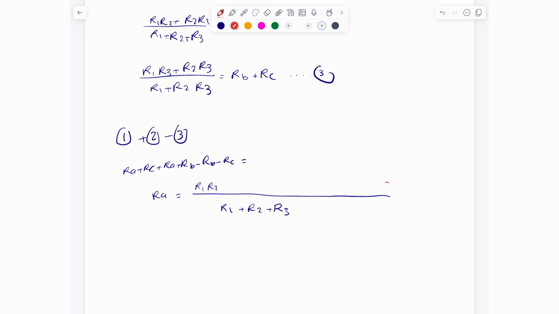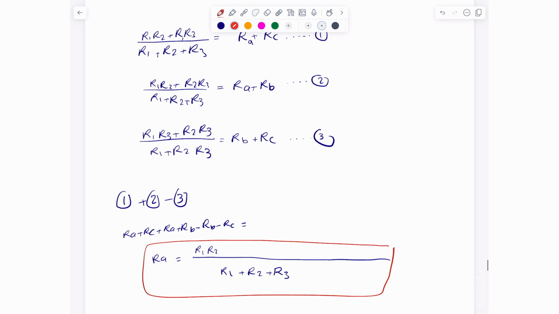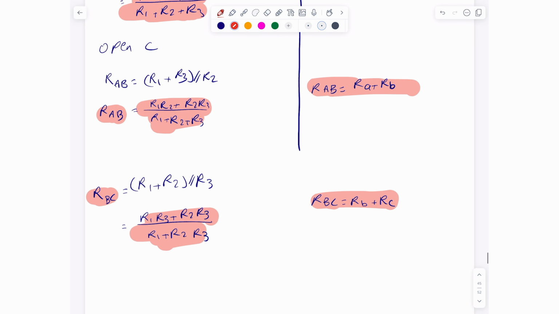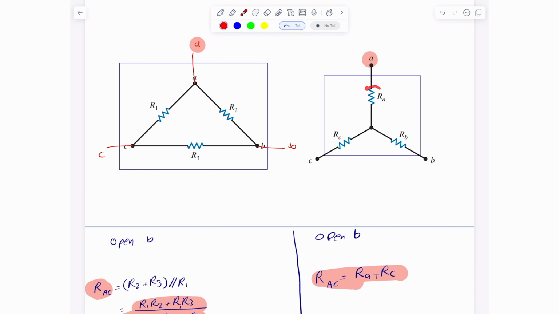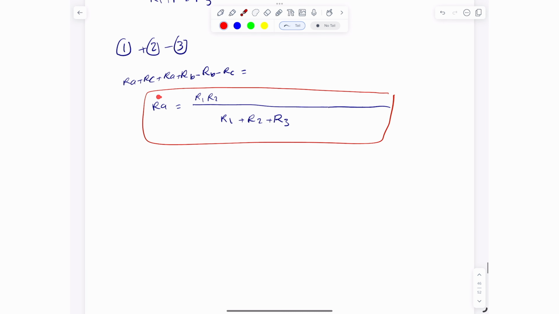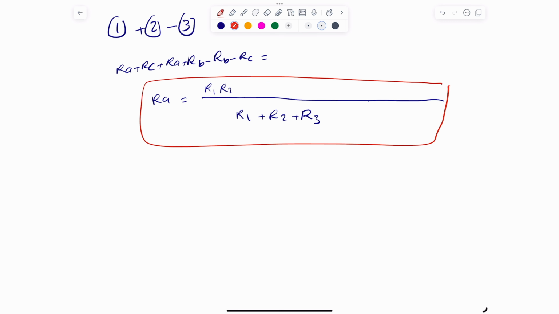What we did is we were able to figure out the value of RA, which is in the Y formation, using R1, R2, R3. Let me just highlight this equation again. You see this is RA using R1, R2, R3. We can do the same type of analysis for all of the R's. So for example, I can figure out what RB is, and I can figure out what RC is. And the transformation is pretty straightforward and simple.